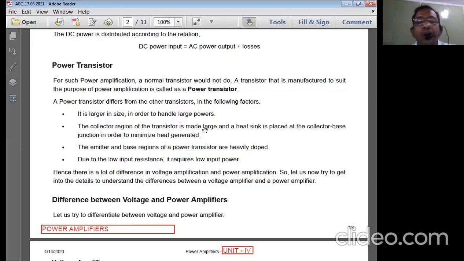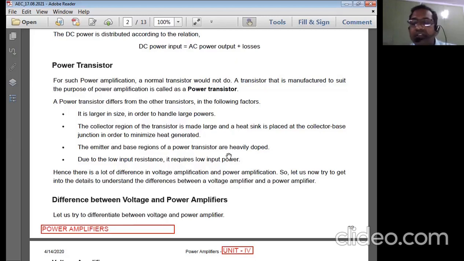In order to control that, we are simply bringing in the heat sinks. In order to connect heat sinks, we are intentionally increasing the collector region of the transistor. That means at the time of construction itself, care has to be taken in the collector region, right? Once the collector region is made larger, it is suitable for power amplifier transistor construction. That is the meaning we have to consider there.